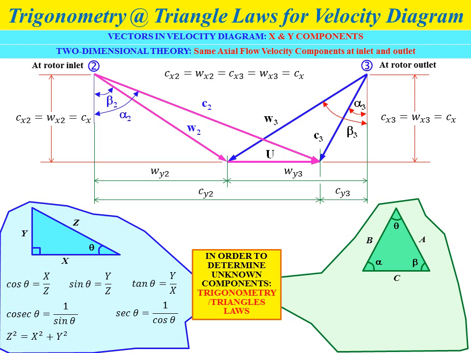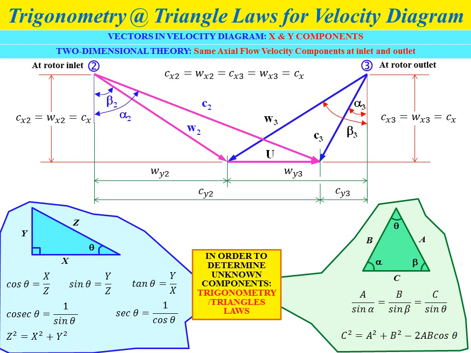We have other equations based on the green triangle. We have the angles beta, alpha, and theta, and the sides A, B, and C. We can use this equation, where A divided by sin alpha equals B divided by sin beta equals C divided by sin theta. And the last equation based on the green triangle, where C squared equals A squared plus B squared minus 2AB cos theta.